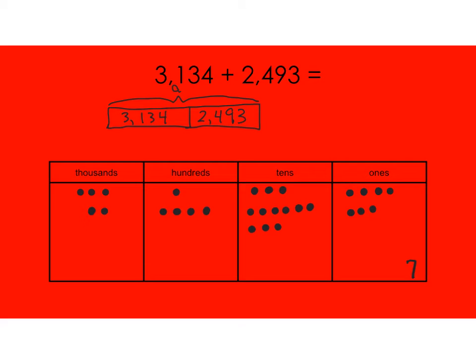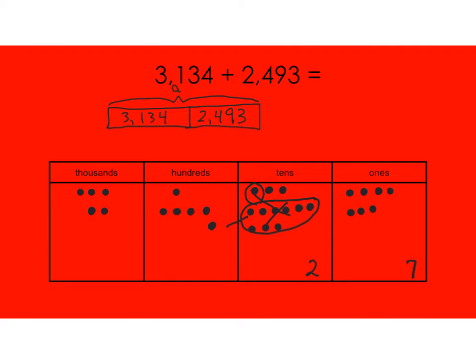So let's take 10 of these, because we know that 10 tens makes 100. So we're going to take 9 here and then 1 more, and we're going to cross it out. We're going to regroup it to make 100 over here. So now we only have 2 tens left.